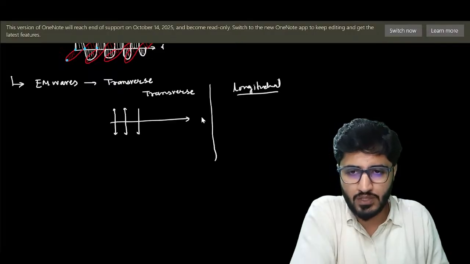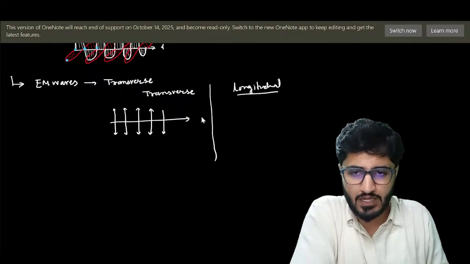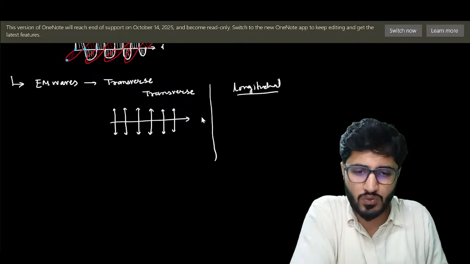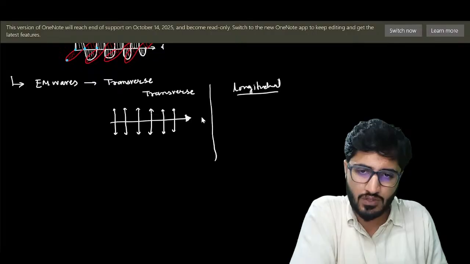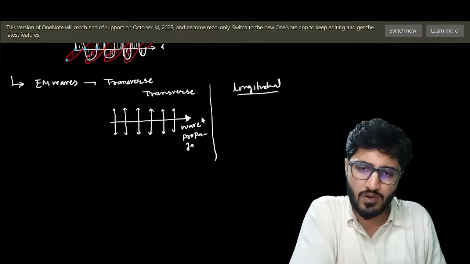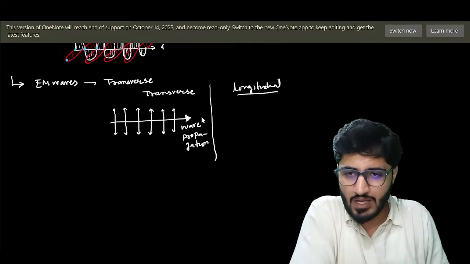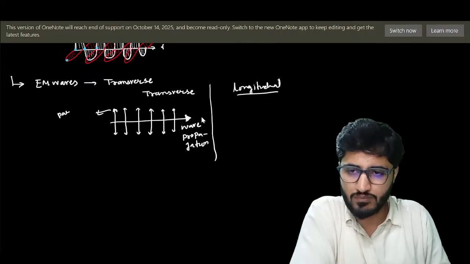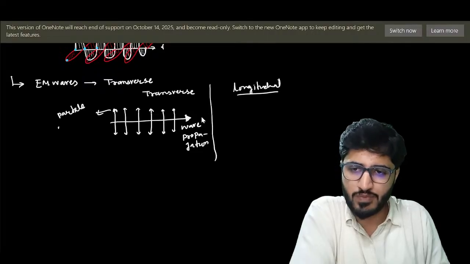This particular thing is the notation of the transverse wave. That means the particle is going up and down, up and down, and the wave is going towards the right direction. So this arrow direction shows wave propagation. And this direction shows particle motion.